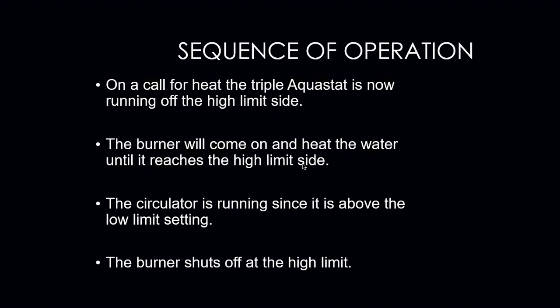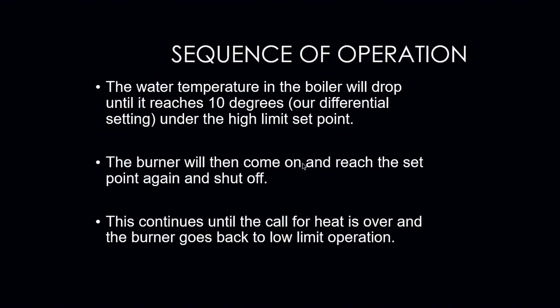Now, on a call for heat, the triple aquastat is now going to run off of the high limit setting. That's 180 degrees. Okay, the burner will come on and heat the water until it reaches the high limit setting. The circulator is running since it is above the low limit setting. The burner is going to shut off at your high limit. The water temperature in the boiler will drop until it reaches 10 degrees, again our differential, under the high limit set point.